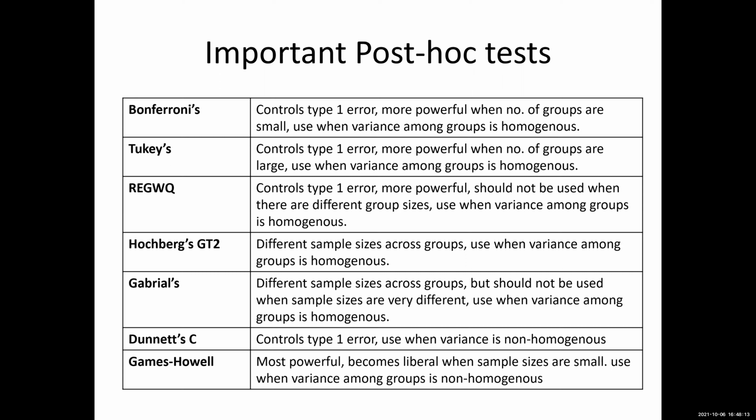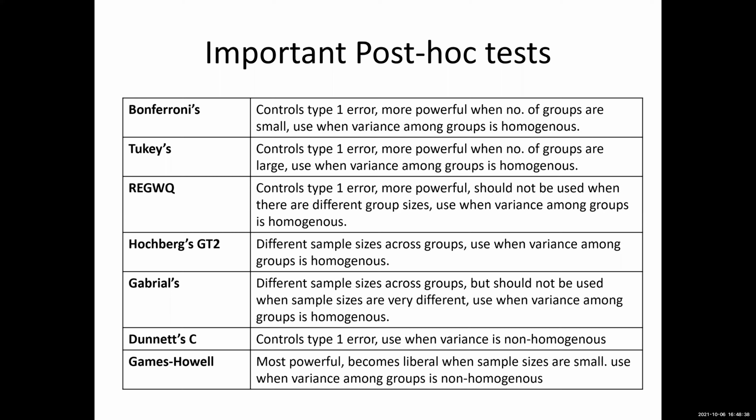Tukey's, now this also controls type 1 error. It is more or less the same. It also uses the same assumption that variance among groups is homogeneous, but it is more powerful when the number of groups is large. So if you have a large number of groups, more than 4 or even 5, then Tukey's may be more reliable than Bonferroni's.